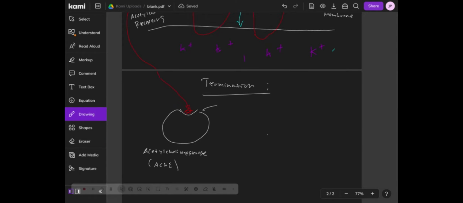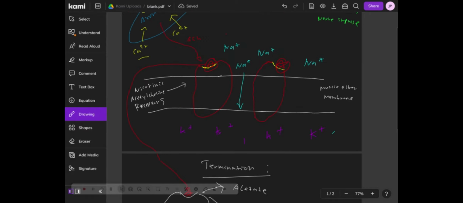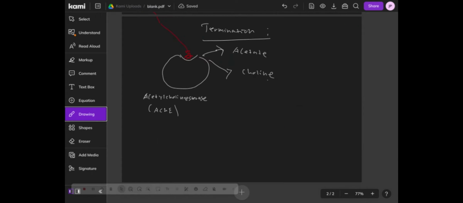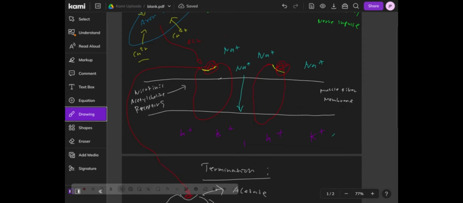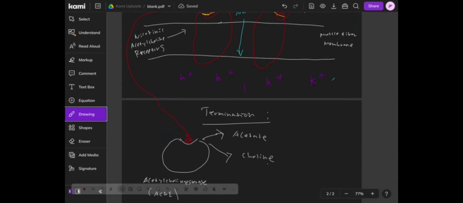acetylcholine into two components that are inactive. So it's going to break it down into acetate and choline. What this does is prevent continuous stimulation of the cell, because if the ACH were permanently bound to the receptor, it would cause Na ions and possibly Ca2+ ions to keep continuously flowing into the membrane, which could lead to problems like muscle spasms.